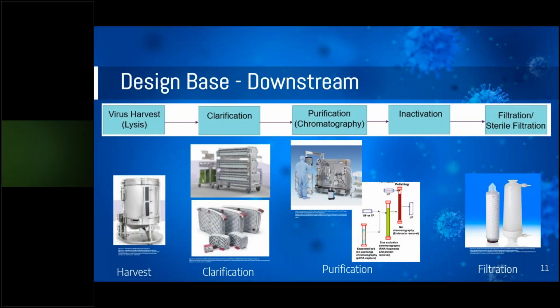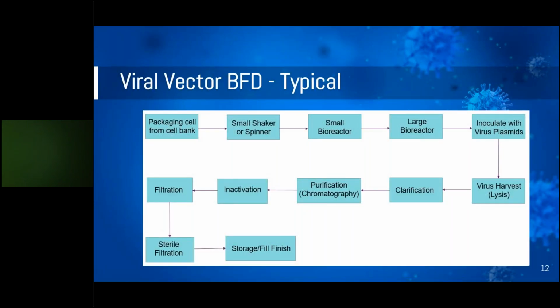And then typical downstream application with your clarification, purification, and activation, and then your different types of filtration before your fill finish. Next slide, please. And here's just everything all together, a typical viral vector process flow. And this is what we used as our base, again, moving forward into how we're going to really get this process up and running in the pandemic environment. Next slide, please.